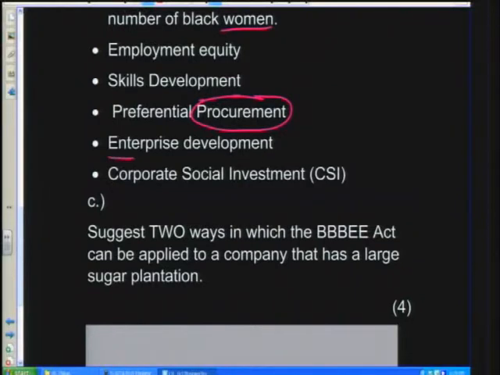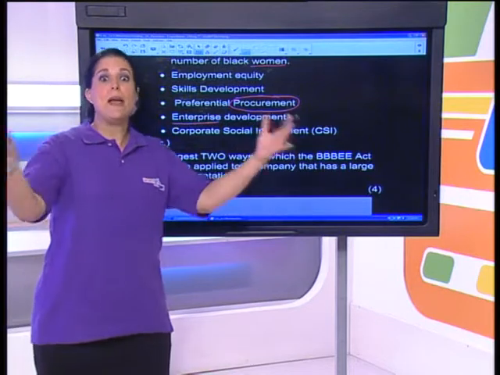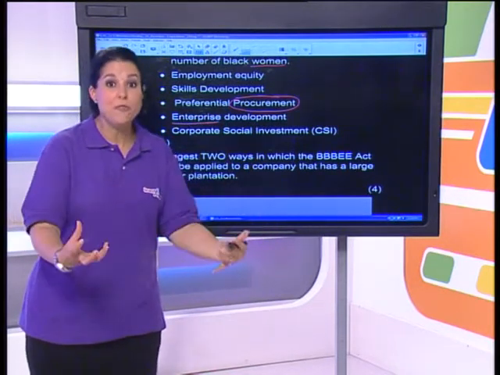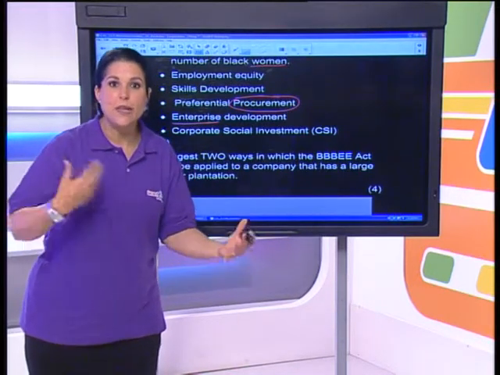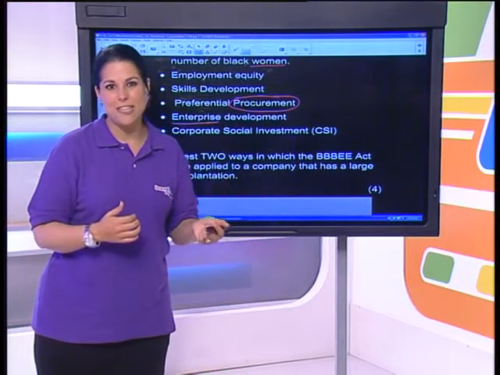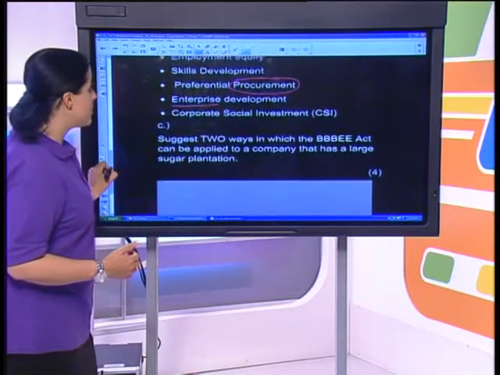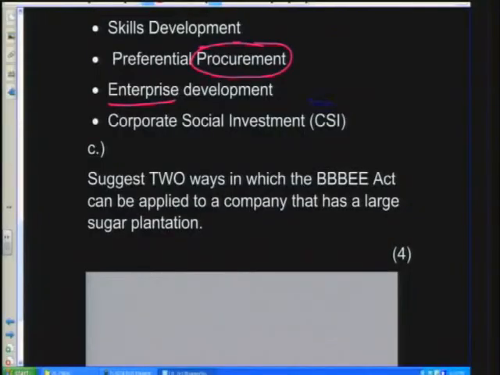And now we're saying enterprise development. Enterprise being the business, the company. This will benefit the company. The company is going to grow because we are uplifting. We are giving more skills, more qualifications. So we just have people becoming better, working better, and our productivity goes up. Then I also said corporate social investment. Please remember that this is a very important acronym that they love asking.